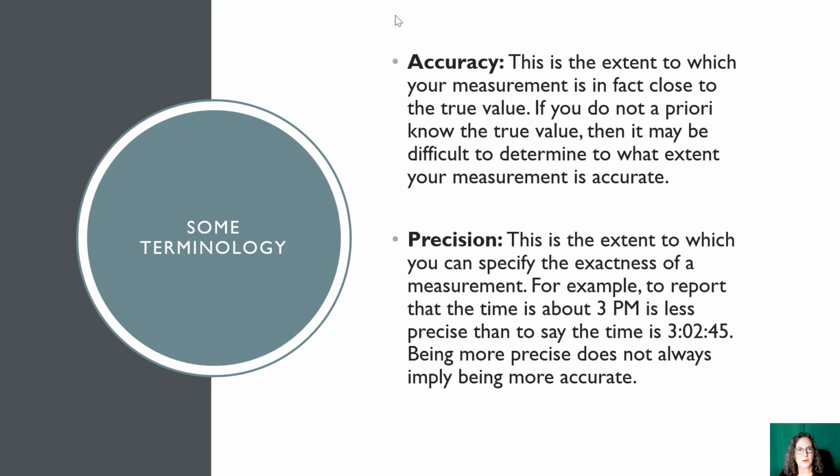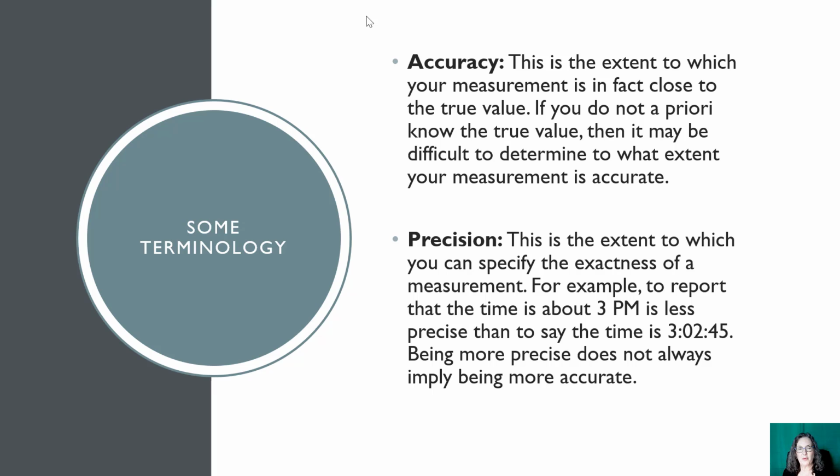Now, the first thing we want to talk about is the difference between accuracy and precision. So accuracy is the extent to which your measurement is close to the true value. And if you don't know what the true value is, this actually may be really difficult to determine.